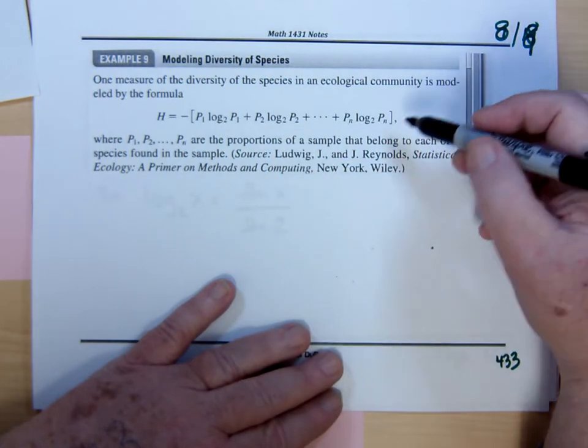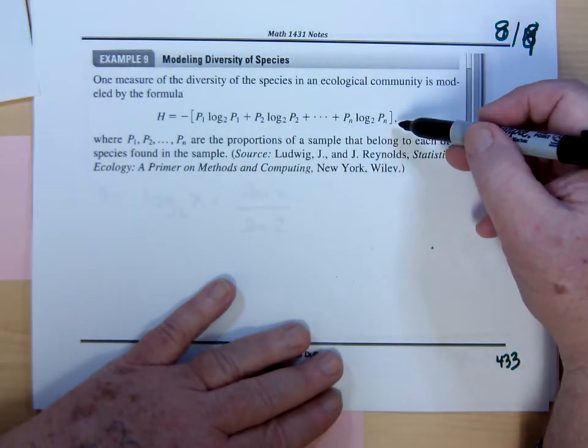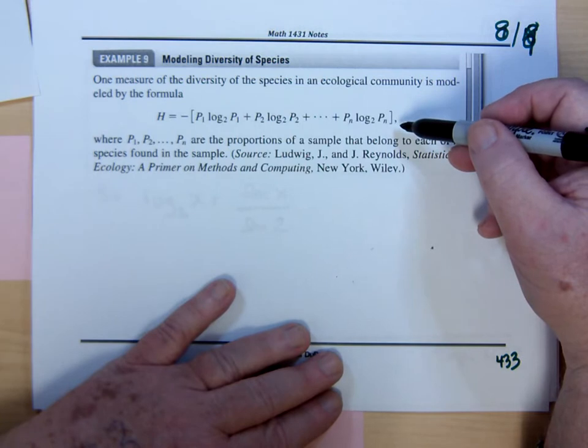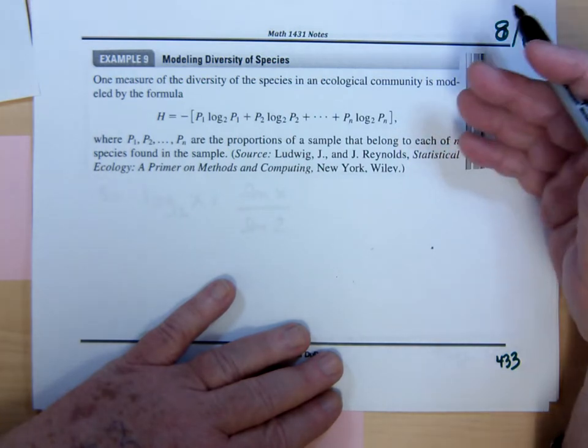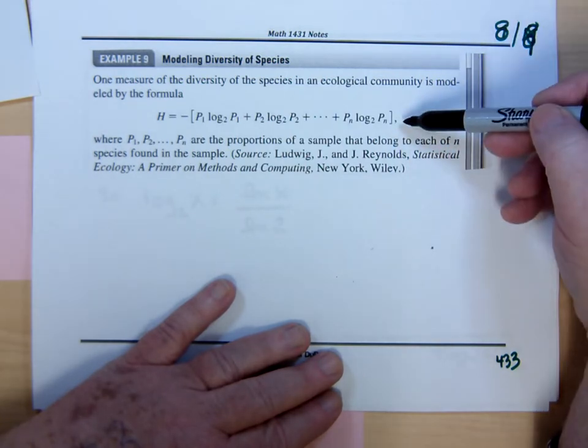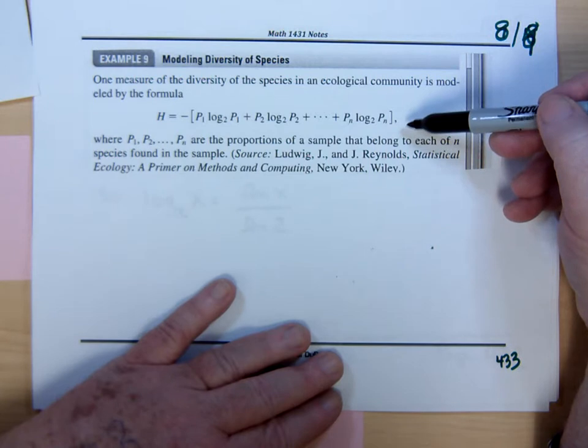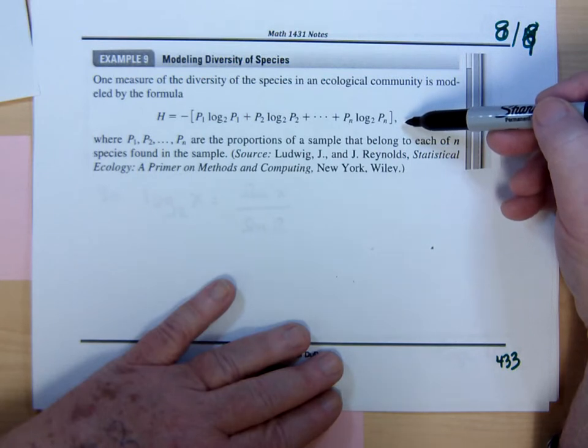Now, the reason they're using logarithm base 2 in this case is that either you belong to a species or you don't belong to a species. That is typical of when you're going to want to see logarithm base 2, because in telecommunications it is a 0 or a 1. In computer science it is 0 or 1. Here you either belong to that species or you don't.